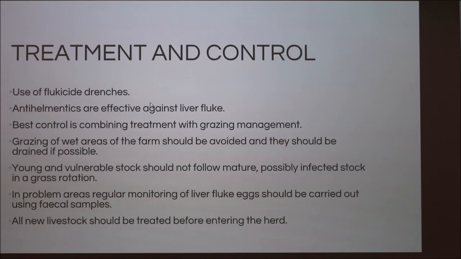So, treatment and control. The use of flukicide drenches is very effective. Anthelmintics are effective against liver fluke as well. And the best control is combining the treatment with grazing management. The grazing of wet areas of the farm should be avoided and they should be drained if possible. If there's a wet piece of land, it should maybe be fenced off to prevent the animals accessing it. Young and vulnerable stock should not follow mature, possibly infected stock in a grass rotation.